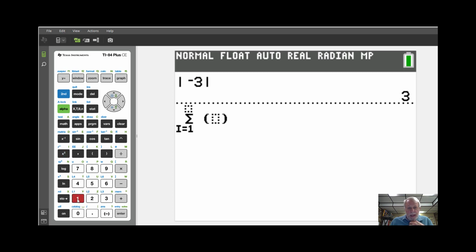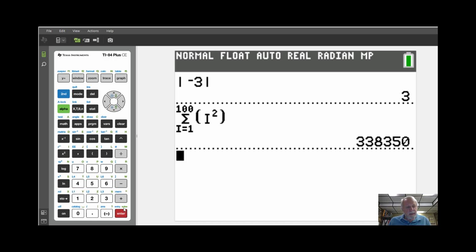I'm just going to press x squared because the alpha key is already there. Let's go I equals 1. Press the right arrow, up to, let's say, 100. Right arrow, of. Now this time I do have to press alpha x squared to get the letter I, and then the squaring key. So this is the sum of the first 100 squares. Press enter. And that's kind of cool.